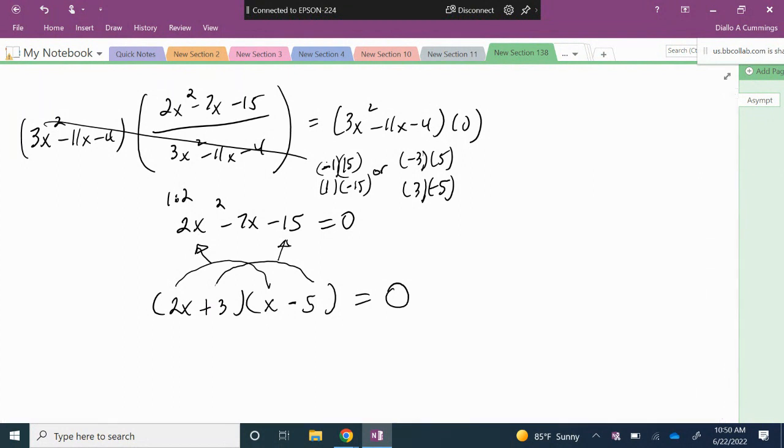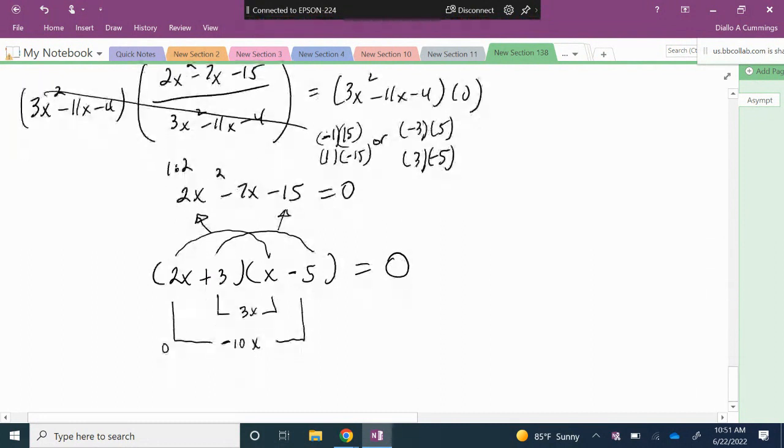Now you can always get the first and always get the last, but the trick is the middle term. So you get the middle term by taking the outermost: 2x times negative 5, that's negative 10x. And if I take the innermost, 3 times x is 3x. If I combine those, 3x minus 10x is negative 7x. Notice I get the correct middle term, so I know that this is the correct factorization.